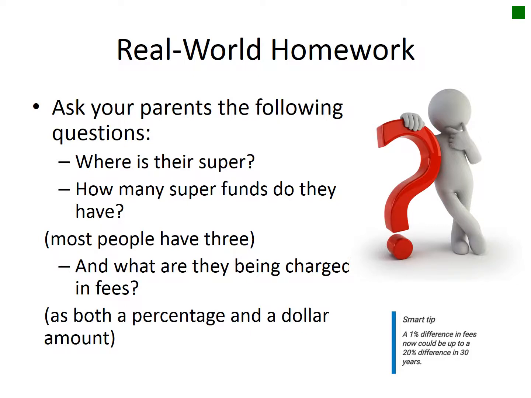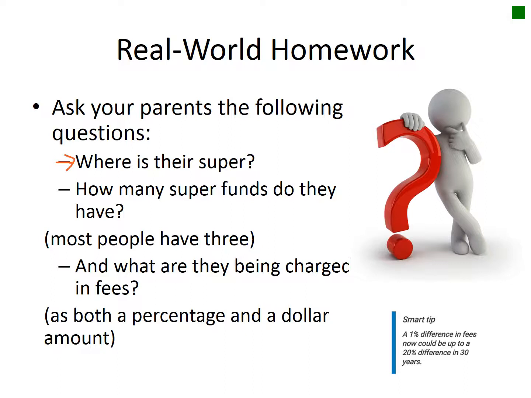Real world homework. Ask your parents the following questions. Superannuation. Superannuation is what you get paid in Australia on top of your normal salary. It's that extra money, usually at least 9%, that your employer pays, that goes into a superannuation fund that you don't get to touch until you turn 65 or whatever retirement age is, when you're old enough to be retired. So go and ask your parents, where's your superannuation?